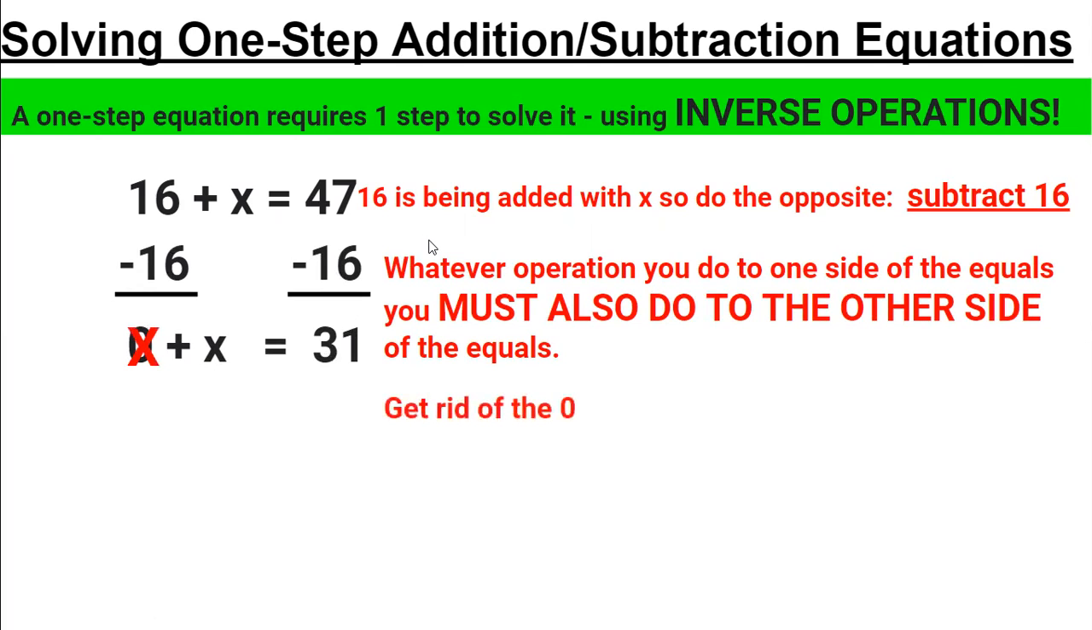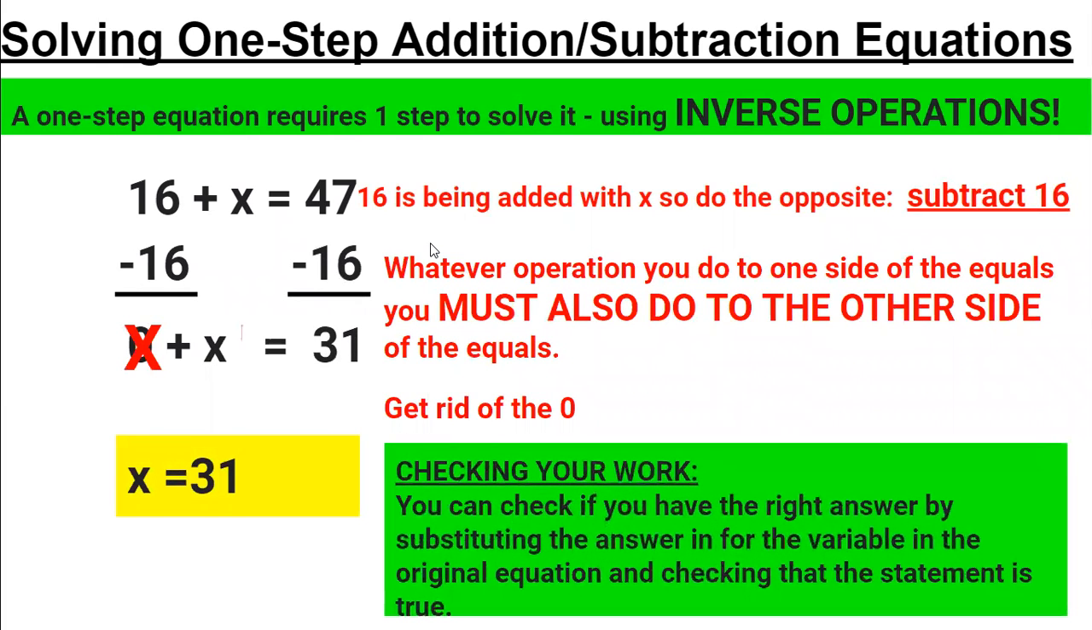Get rid of the 0 because we don't need it. We're left with x equals 31. We check that by plugging the 31 back in for x and seeing if we get a true statement. Is 16 plus 31 47? True, it is. So we did it correctly.